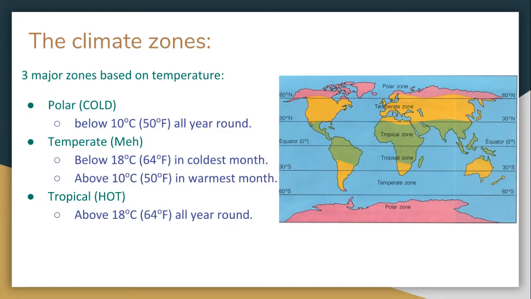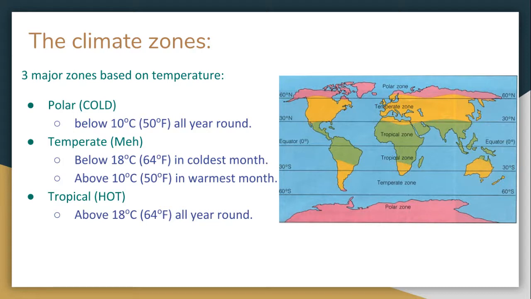There are three major climate zones, and those are solely based on temperature. We have the polar zone, which all year round is below 10 degrees Celsius. In other words, it's very cold. It doesn't get higher than 50 degrees Fahrenheit all year round. The temperate zone, which is kind of meh, it's somewhere in the middle. The coldest it gets in its coldest month is below 64, and it's got to be at least above 50 in its warmest month.